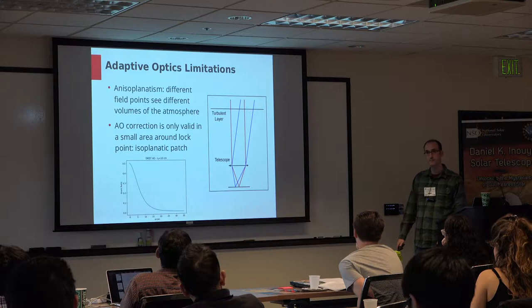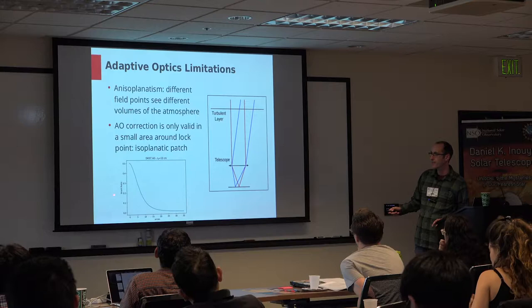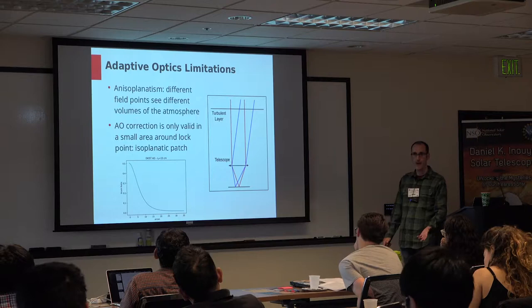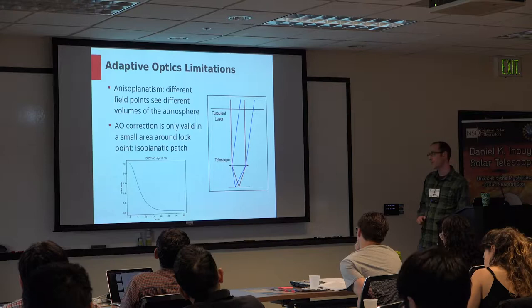This plot here just basically highlights the same thing, how the correction degrades. On the left, on the y-axis, is the Strehl ratio, which is a measure of the image quality that you achieve, 0 being bad and 1 being perfect. So the correction that you achieve is good on axis, basically where your wavefront sensor is measuring, and then it degrades quickly as you get away from that.